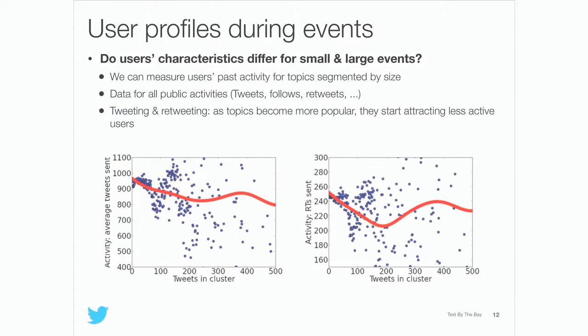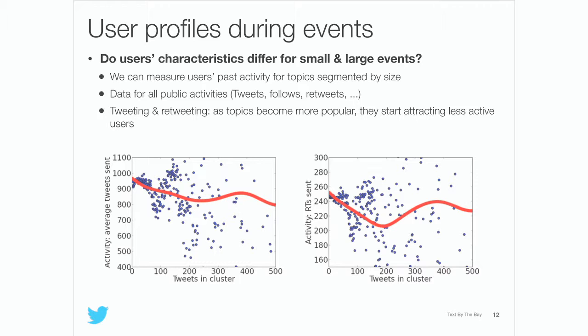So the other thing that we can look at is how users are different between these topics. We can also ask, we have now, say, one topic that people can talk about, but what is the profile of the users that are going to write about that topic?